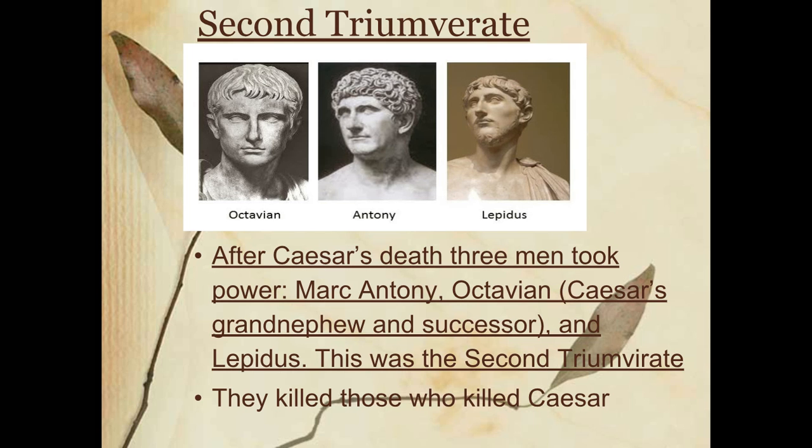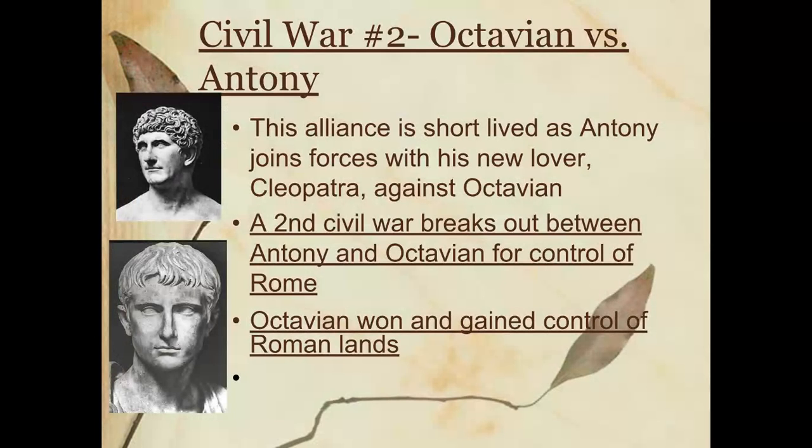Well, that didn't work out very well either, because this alliance of three doesn't last long, because Mark Antony decides to join forces with his new lover, Cleopatra, who we all know was Caesar's lover and also had Caesar's child, named Caesarion. But he decides, hey, Cleopatra's beautiful. I'm going to work with Cleopatra.